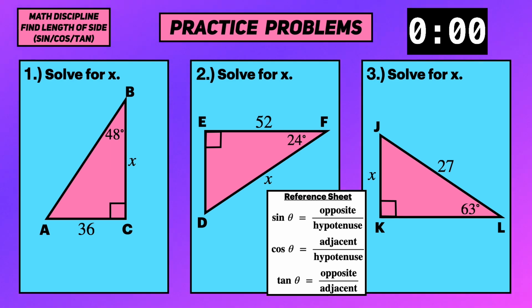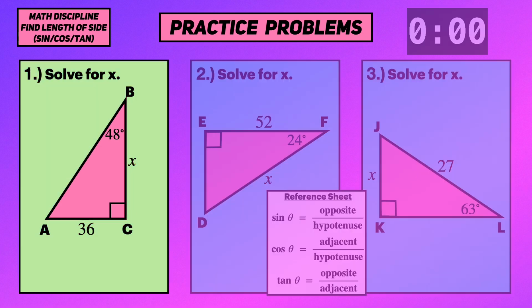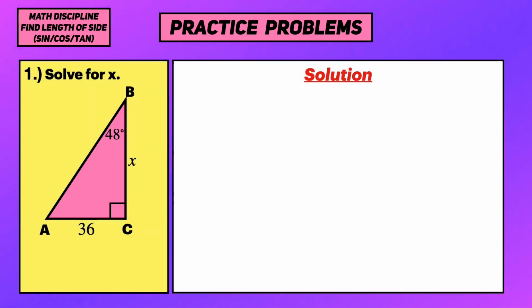Okay, time's up. Let's look at the solutions. For practice problem number 1, we begin by identifying our sides. Since we are given the measure of angle B, which is 48 degrees, we'll identify our sides from the point of view of angle B.